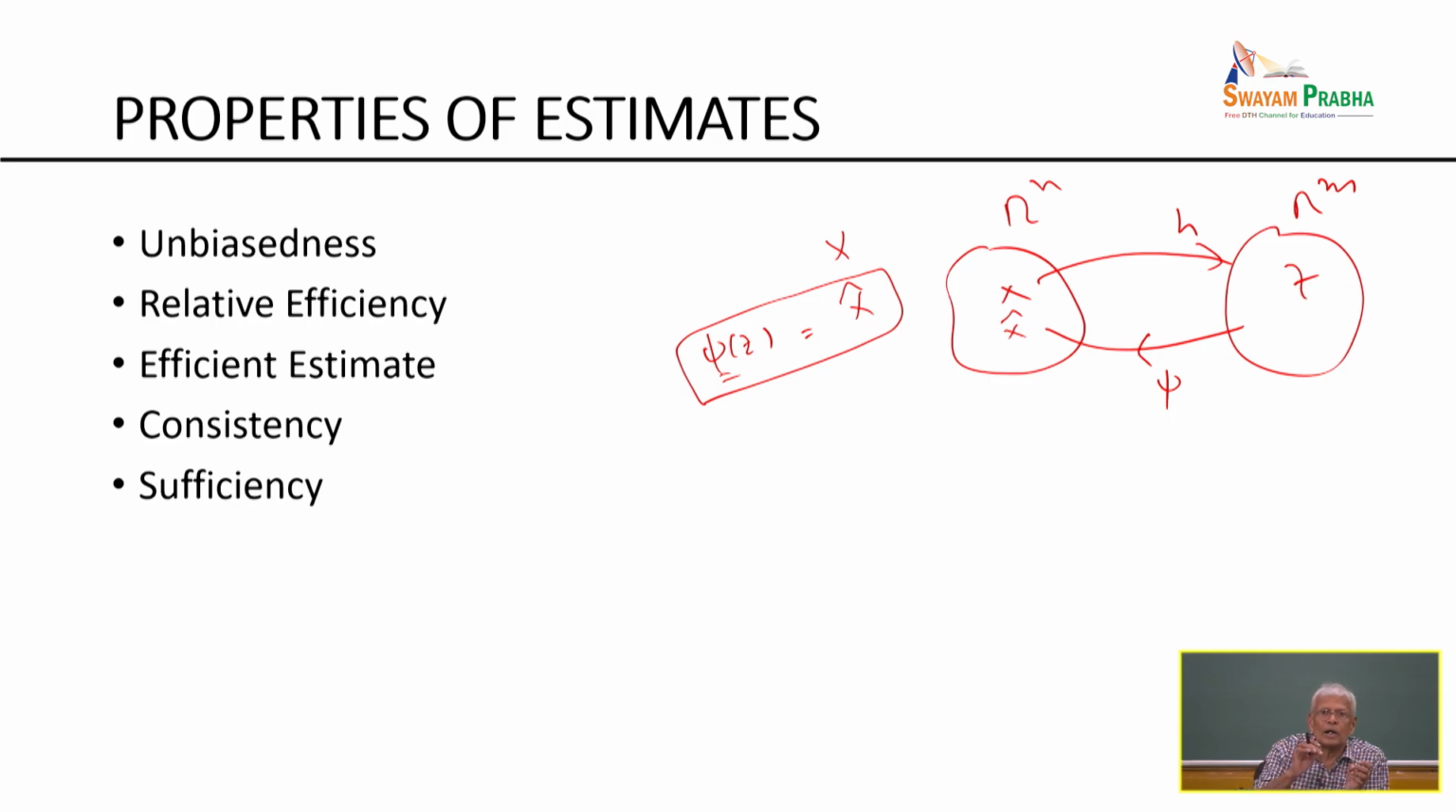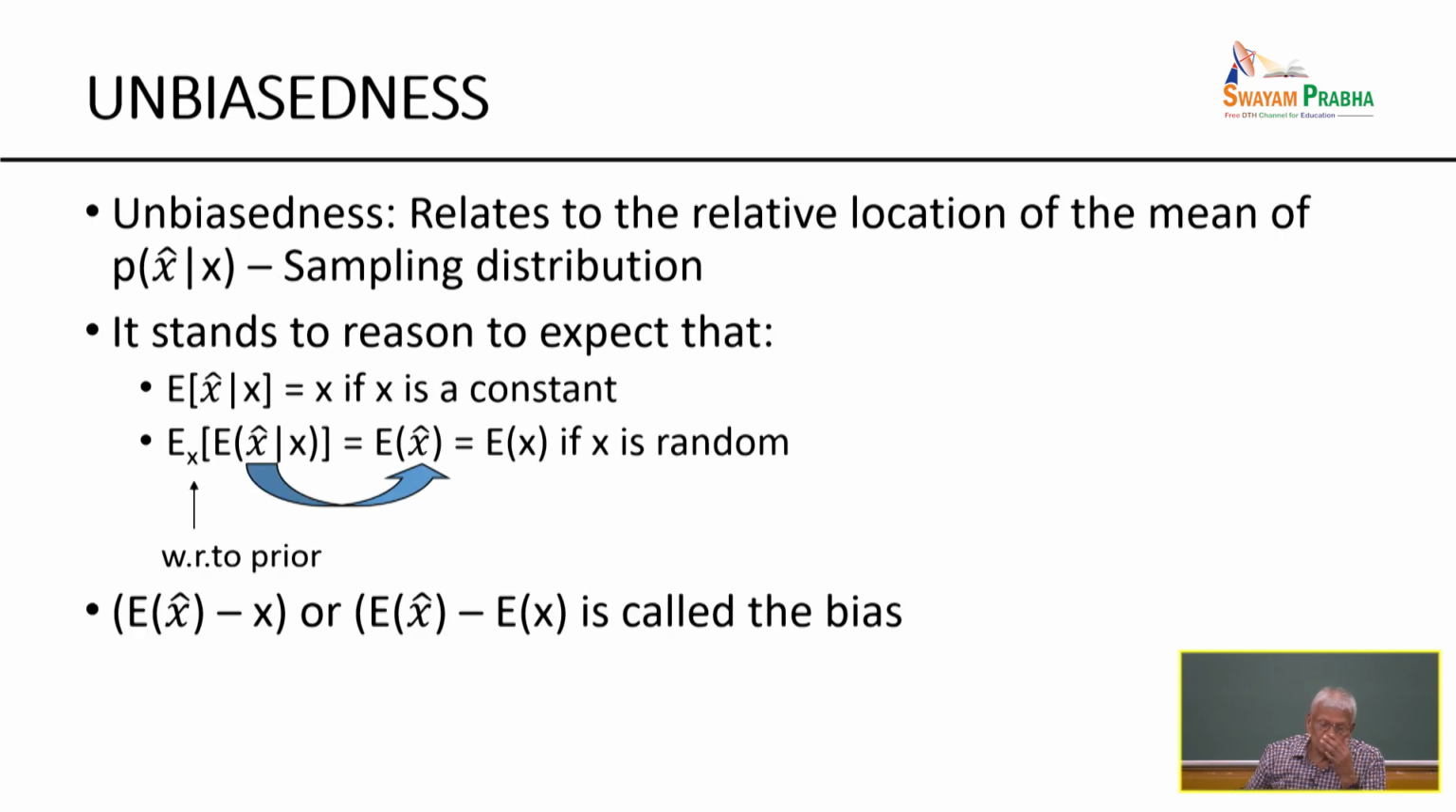So consistency, efficiency, unbiasedness, these are technical concepts. We are going to introduce each of these concepts as we go by. So first, unbiasedness. Unbiasedness relates to the relative location of the mean of the sampling distribution. So now I will talk to you about something about the sampling distribution.